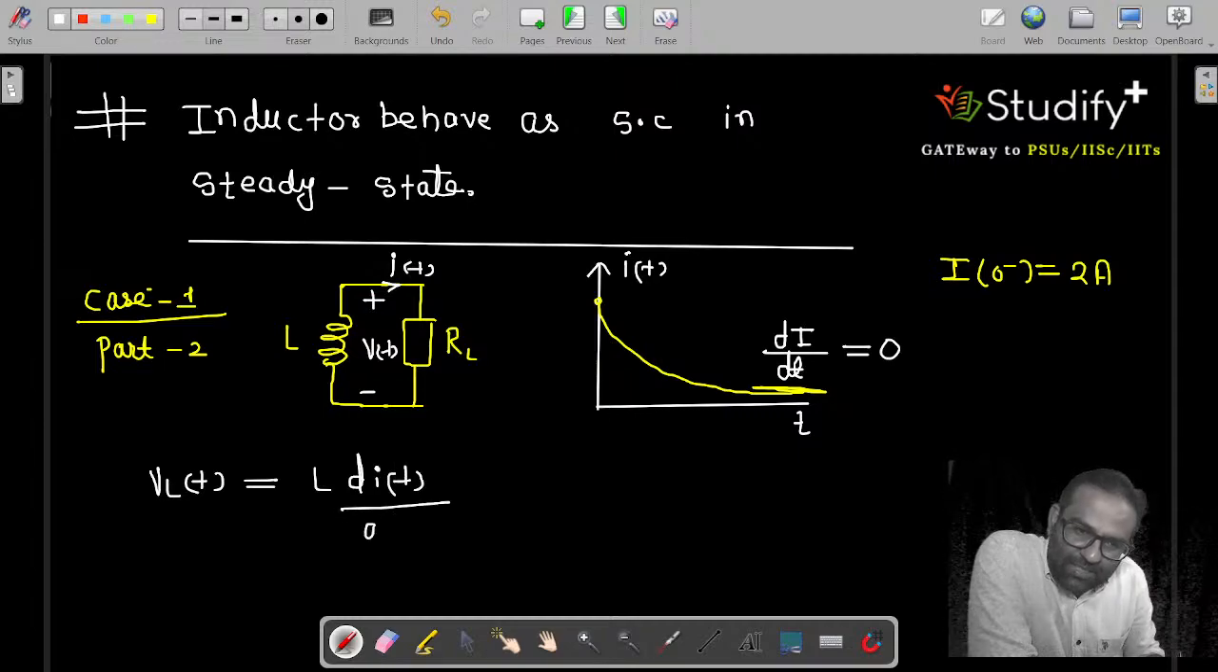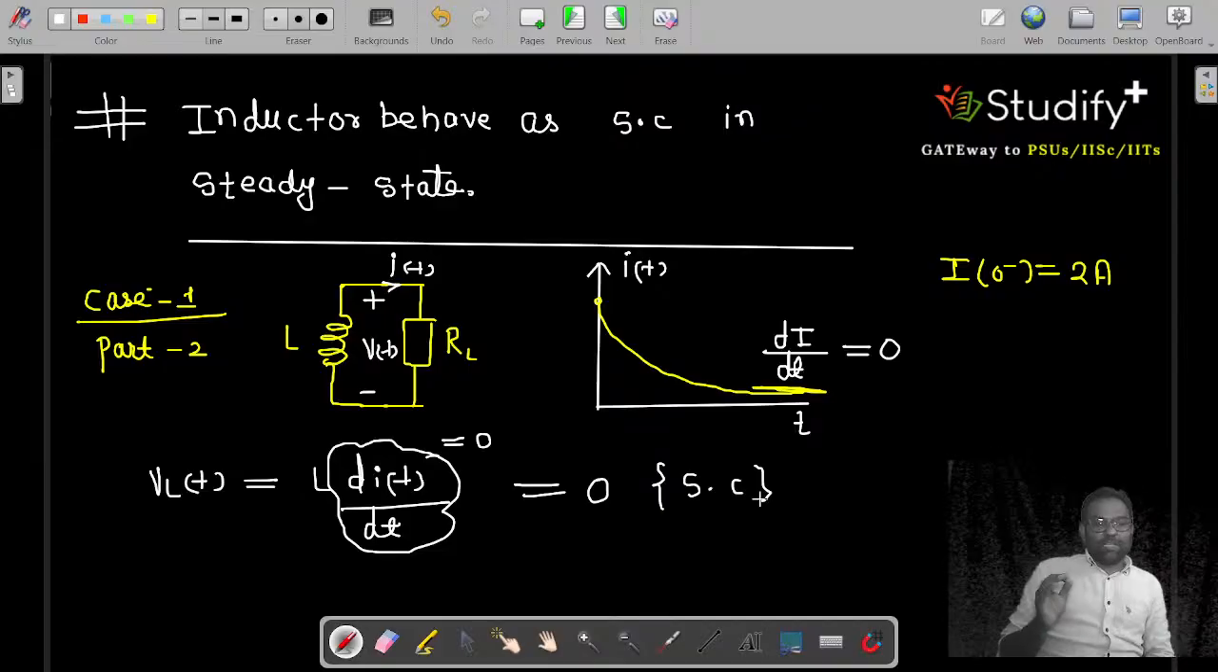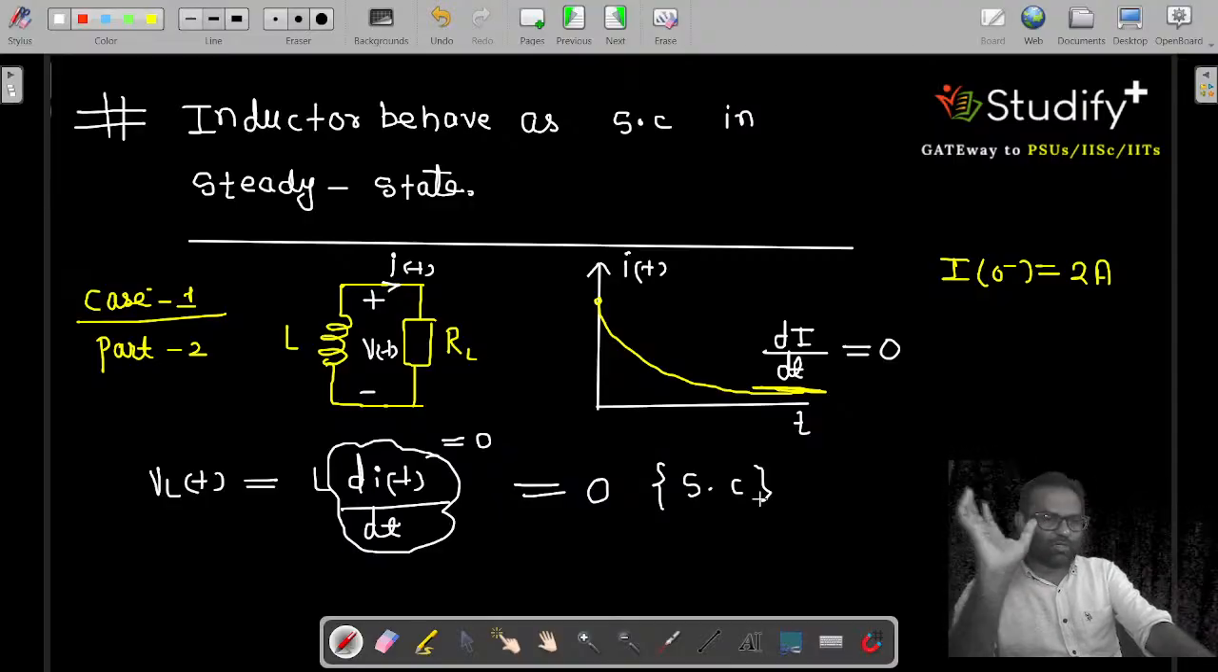And in case of discharging also, in case of discharging of the inductor, this value is 0, and this value is 0 means VLT is 0, and VLT is 0 means what? Voltage is 0 means what? Short circuited. So what is our conclusion? Whether inductor is charging or inductor is discharging, in both the cases you can replace your inductor by a short circuit in the steady state. So we don't care whether it is charging or not charging. The behavior of inductor in the steady state is always a short circuited one.